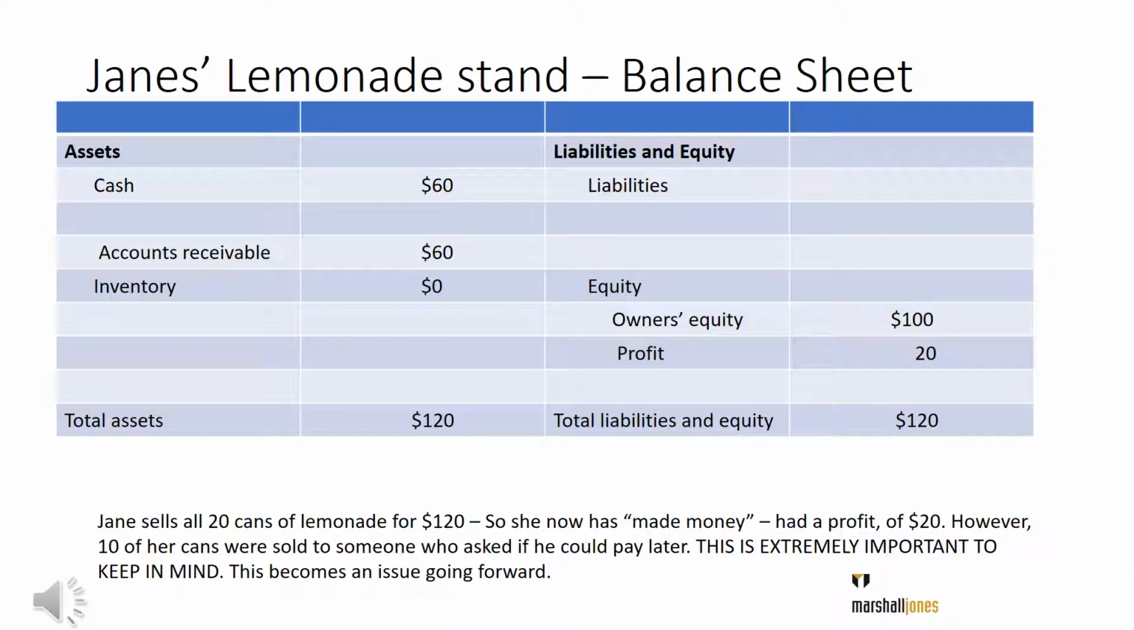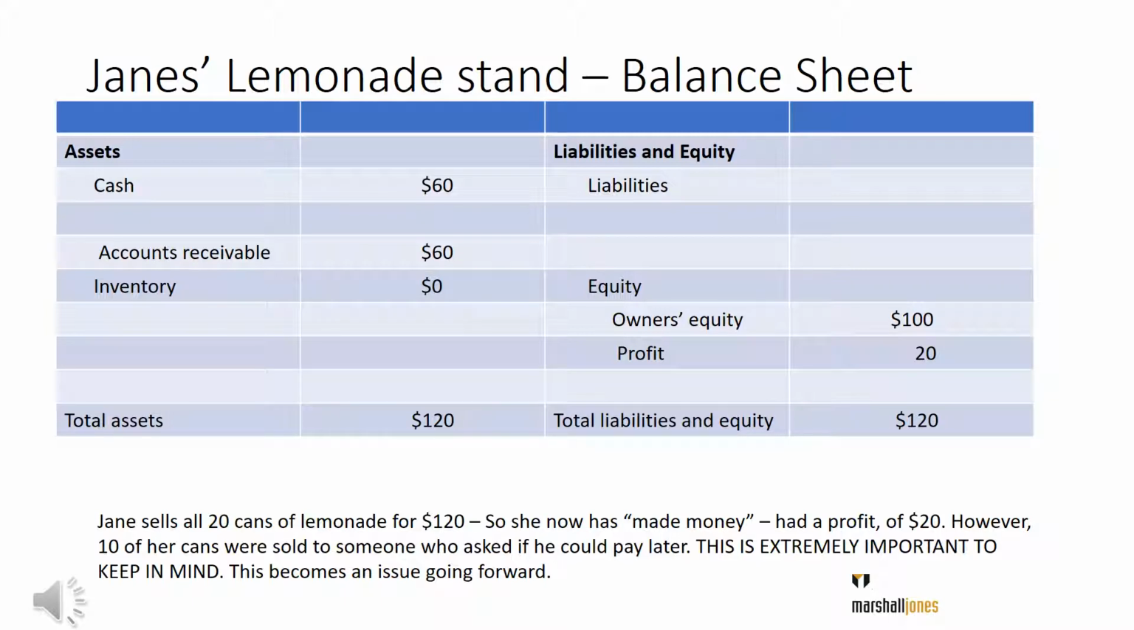However, one of her sales was to someone who asked if she could pay this later. And it's extremely important to understand the concept of accounts receivable. You'll see how this becomes an issue going forward. In this case, the $120 of sales is $60 in cash and $60 in accounts receivable.